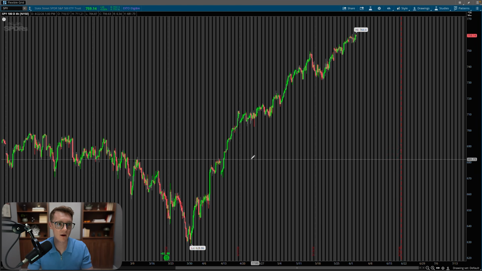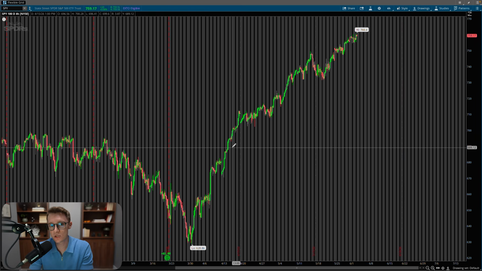Because now we could see our high was at 760.40, which was the same as our daily high on a 1 minute candle, but our low is way down here at 628.86 back at the end of March. Now, knowing we have these two trends, bullish and bearish, we can see that since coming off that low at 628.86, we have been in a bullish trend.